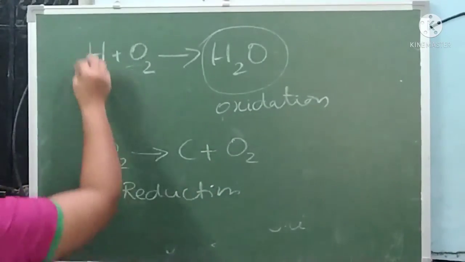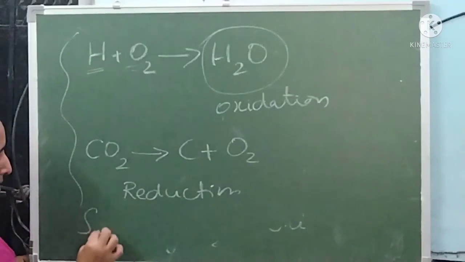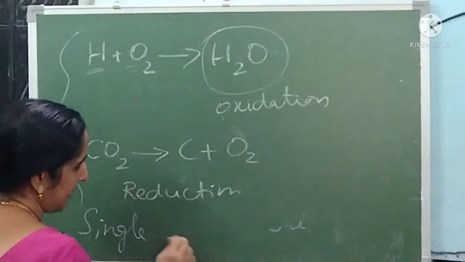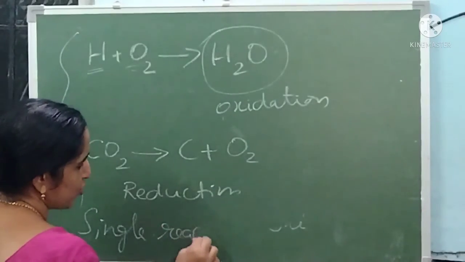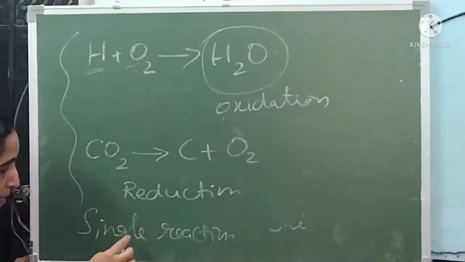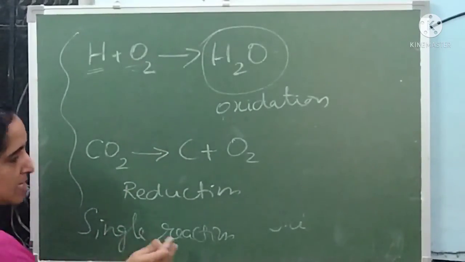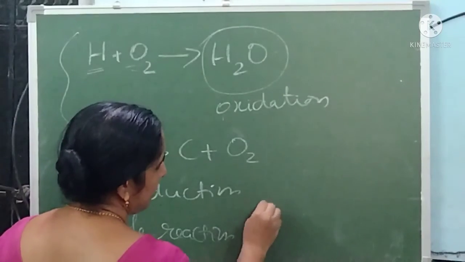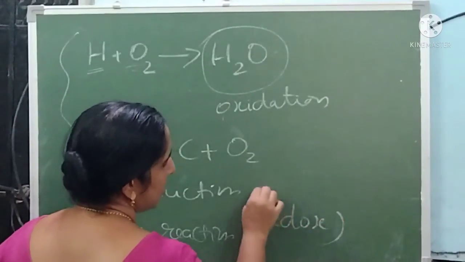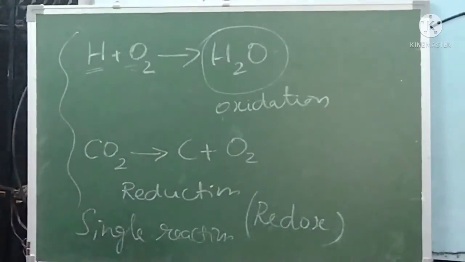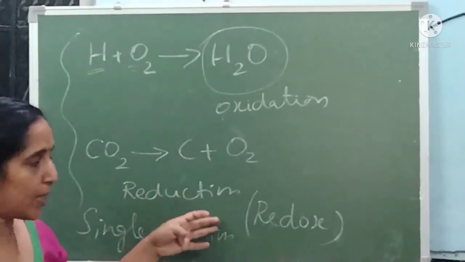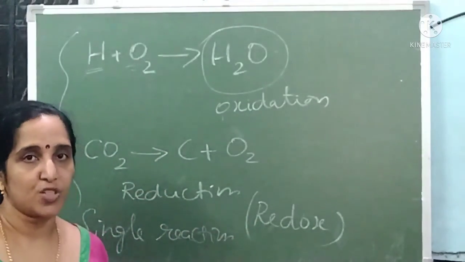If the two reactions take place in a single reaction, a single equation, that means oxidation and reduction take place together, hence it is called a redox reaction. So redox reaction means the two reactions, oxidation and reduction, are combined and called a redox reaction. Okay.